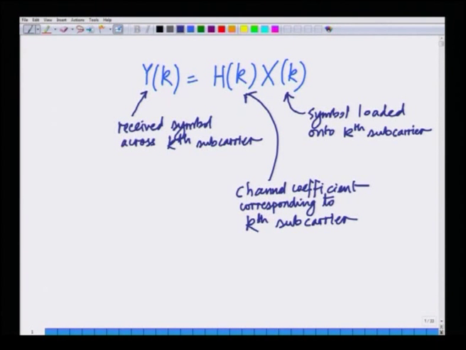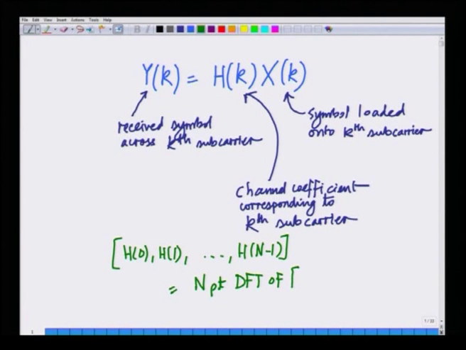All right. And as I already pointed out, Hk is nothing but the channel coefficient across the kth subcarrier, and H0, H1, up to HN minus 1, these are nothing but the N-point DFT of h0, the channel FIR filter, that is h0 up to hL minus 1, where the FFT is done after zero padding, since L is less than N.